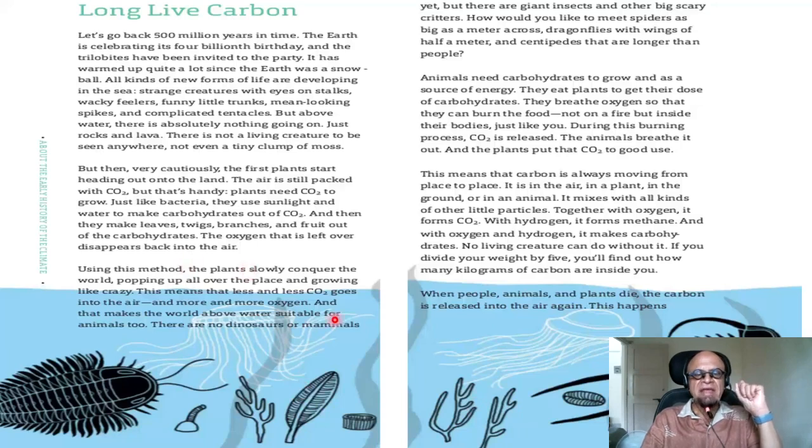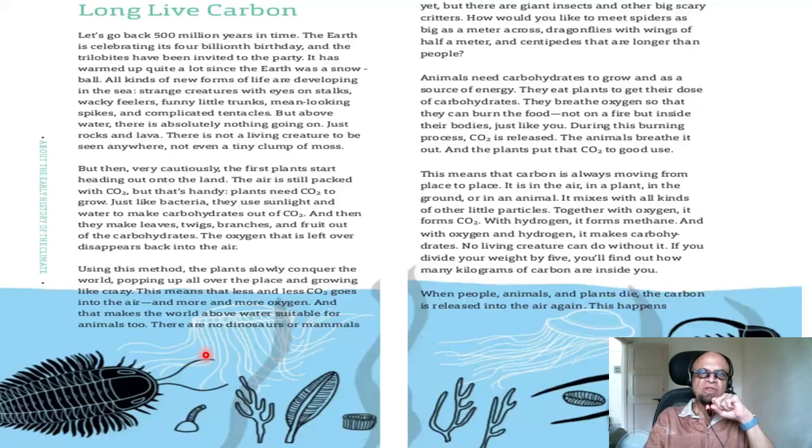Using this method, the plants slowly conquer the world, popping up all over the place and growing like crazy. Suddenly they found all this nice hard structure, land where they can just start growing and moving, and seeds flying around, flowers flying around, and so on and so forth. This means with that less and less CO2 goes into the air because everything is going into carbohydrate, and more oxygen is getting into the atmosphere, and that makes the world above the water suitable for animals too.